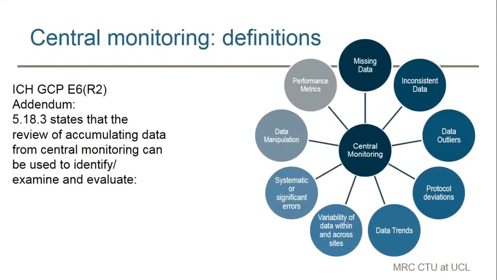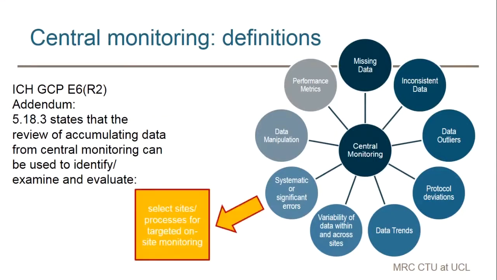The addendum then goes on to say that the review of accumulating data from central monitoring can be used to identify, examine and evaluate. And here it gives a series of suggestions in the outer circles of this diagram. So for example, looking at missing data, protocol deviations, variability of data within and across sites and performance metrics. And all of these could be used to select sites or processes for targeted on-site monitoring.